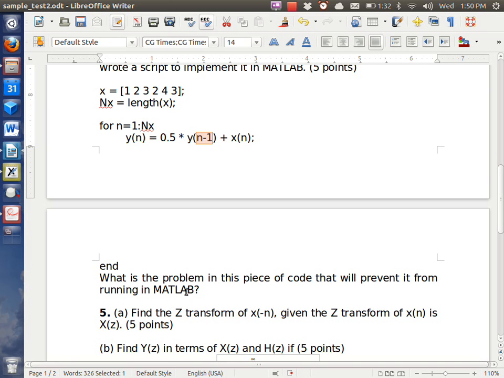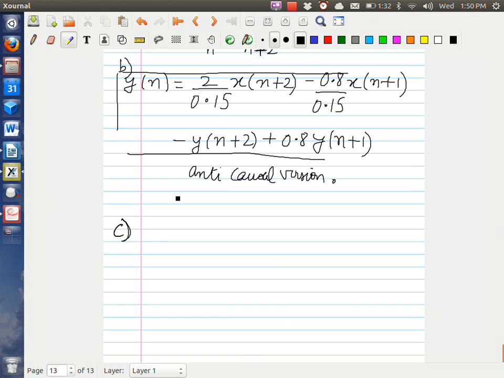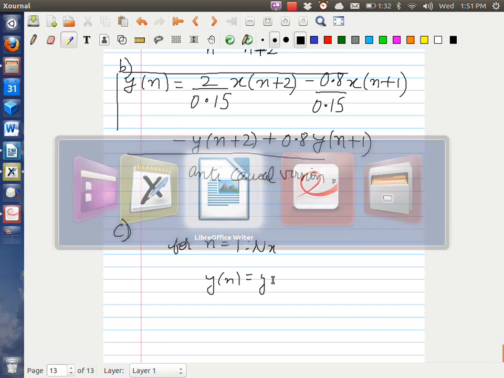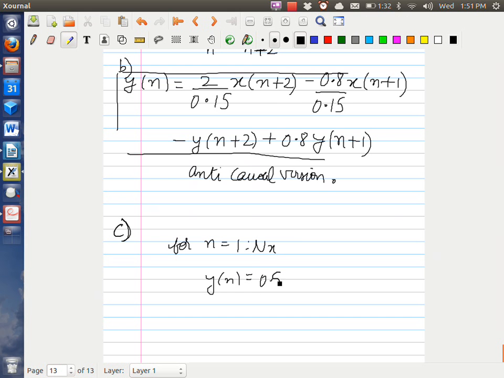Yeah. I mean, because I specifically said MATLAB. So when you start this loop at 1, this will end up being y of 0. So for the very first time with n equals 1, you end up with y of 0, which will be an error. So you can't do it like this. Let's look at it. You have for n equals 1 to nx, y of n is 0.5 y of n minus 1. And the problem is at n equals 1, this becomes y of 0, which is invalid in MATLAB.